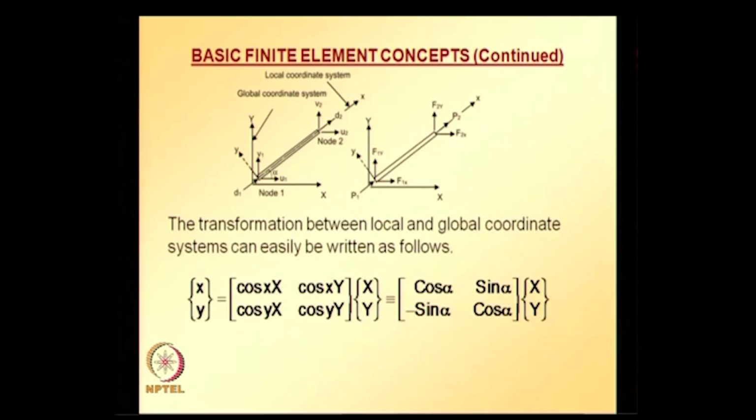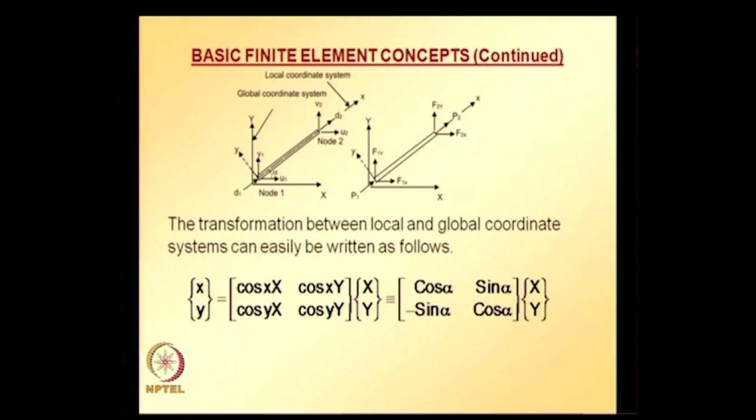And now let us see what the transformation between the local and global coordinate systems is. It is simply a relation consisting of direction cosines. You can see that small x, small y is related to capital X, capital Y through the angle between the local x axis and the global x axis, that is, the cosine of the angle small x capital X, the angle between the local x axis and the global x axis.